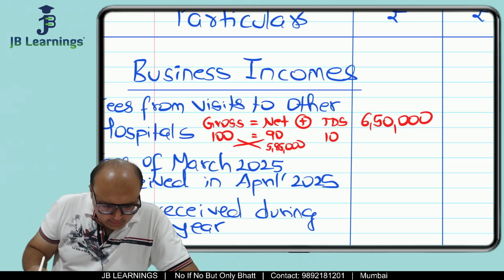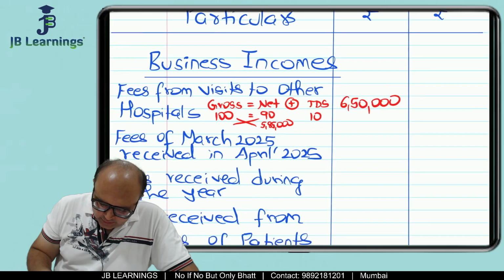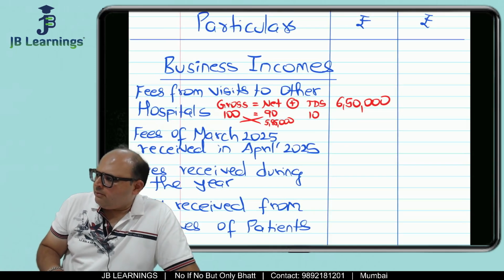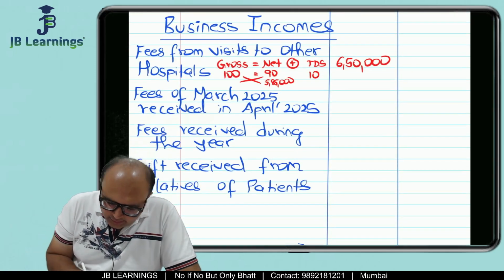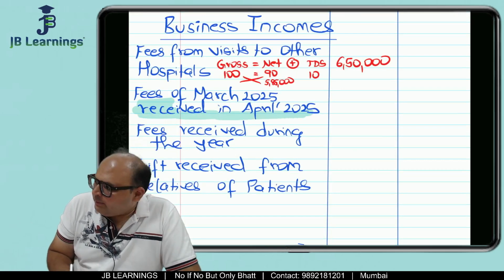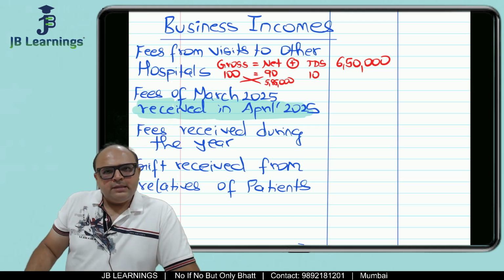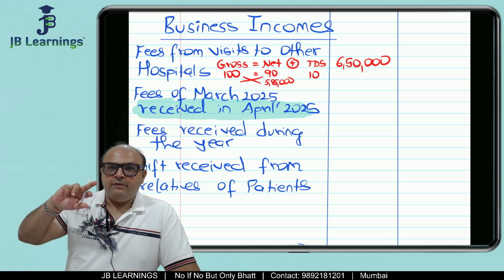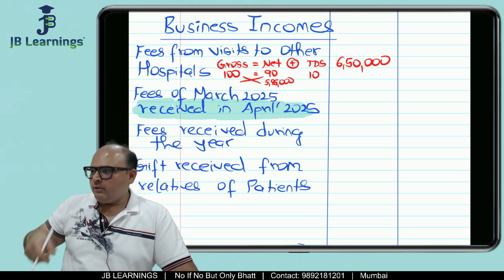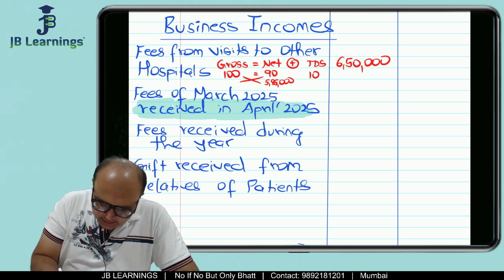All right. Then next is something which is very, very important. Fees of March received in April 25. This is important because, friends, this is last year's fees, but we are following cash basis. So it is allowed in this year. So this is 85,000.